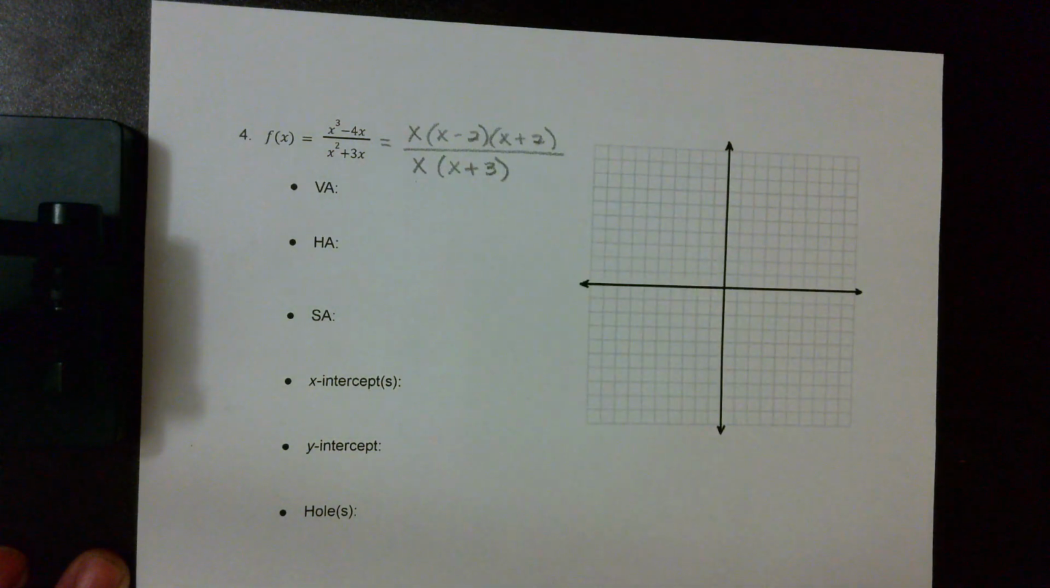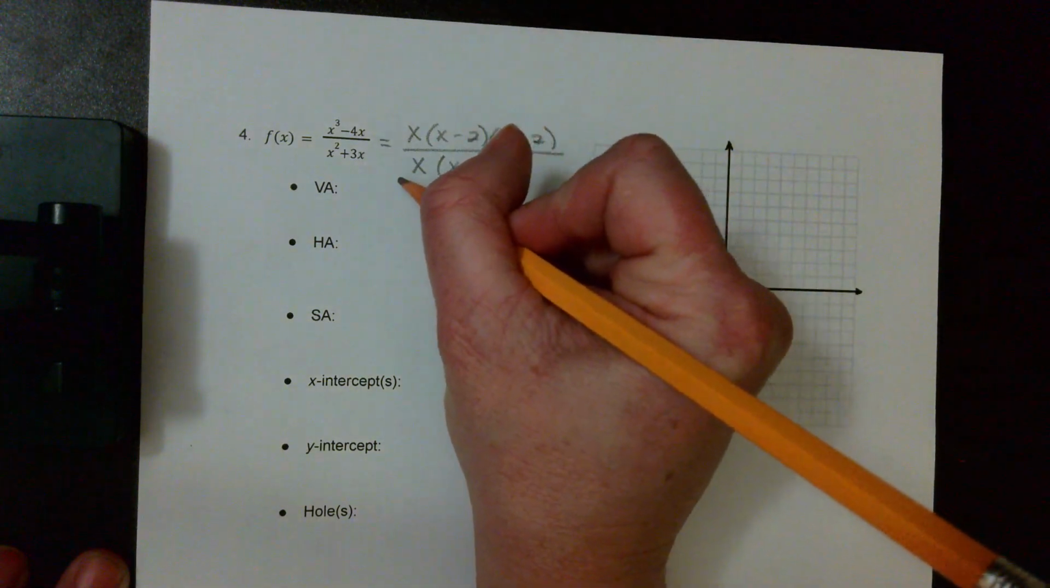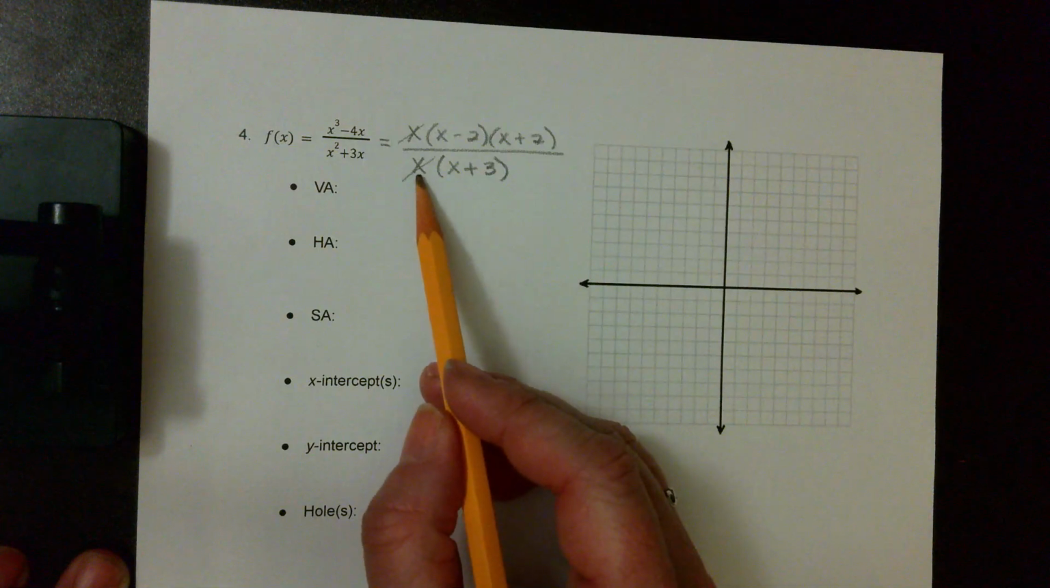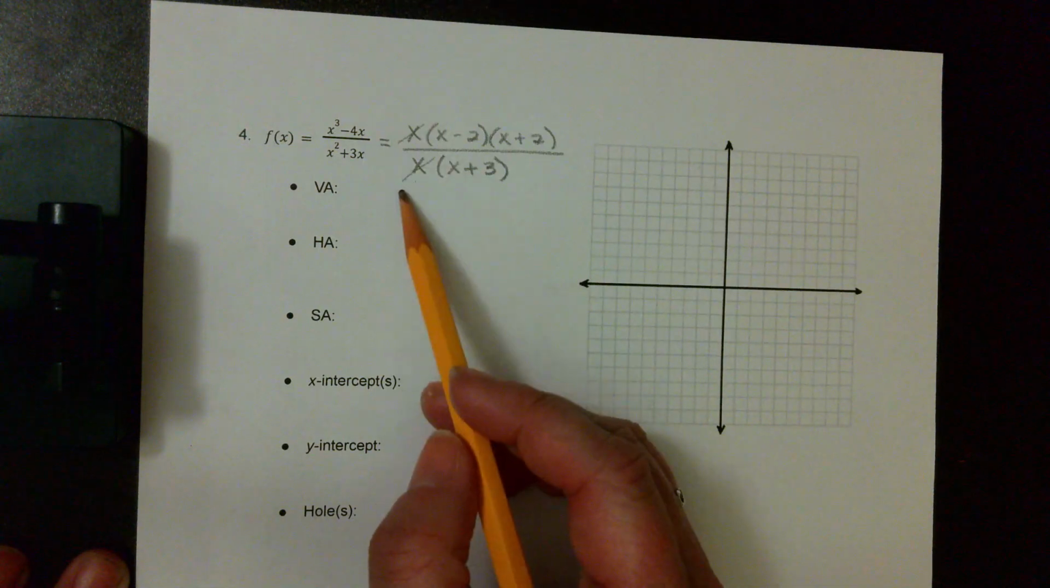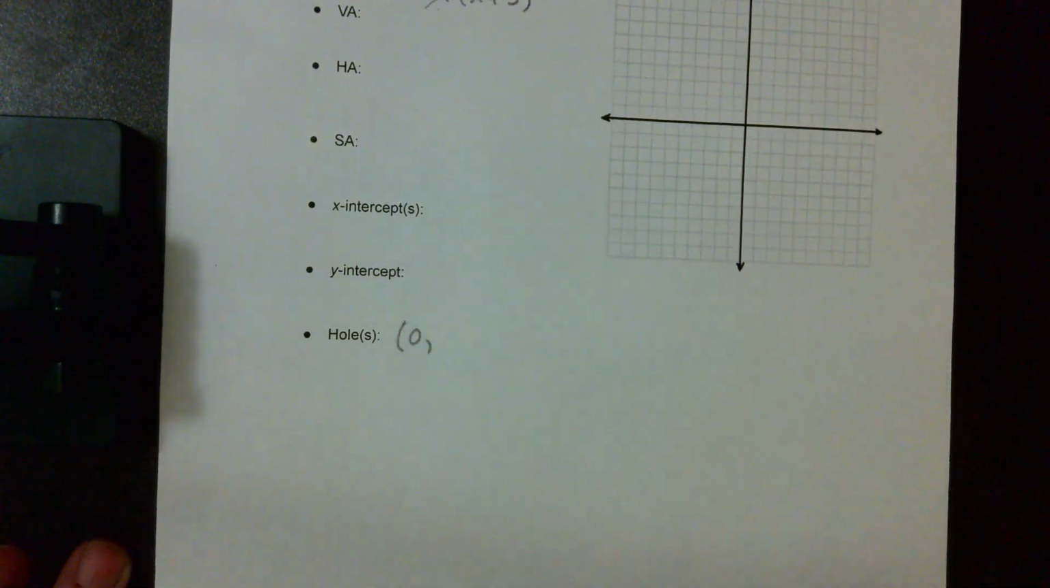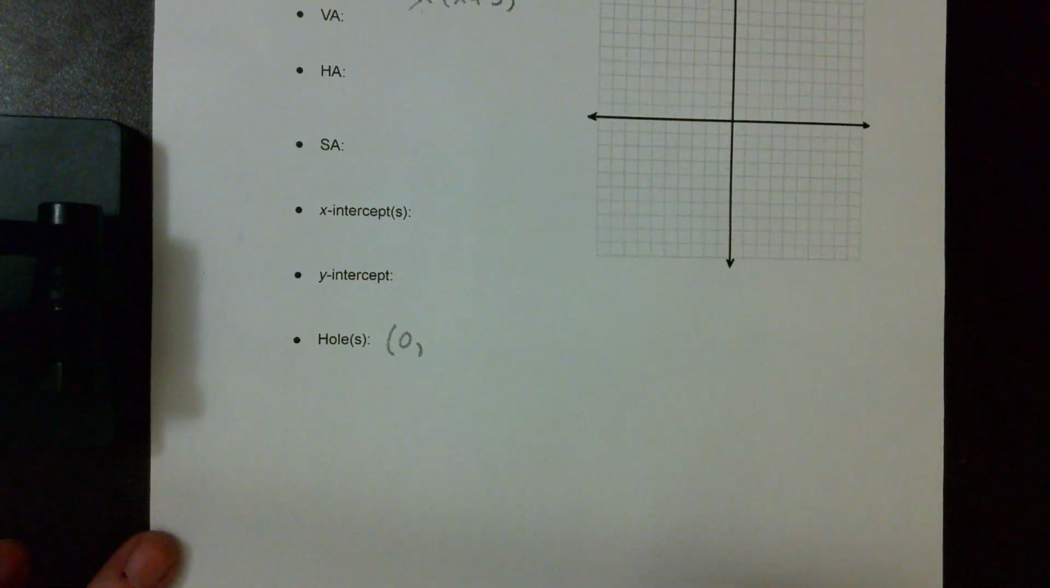First thing I always look for is holes. Do I have a factor that will divide out of the numerator and the denominator? I do. My x will divide out. People always seem to forget about this factor, okay? So if you see an x by itself, that can be divided out, remember that that corresponds to a 0 for your x value for your hole.